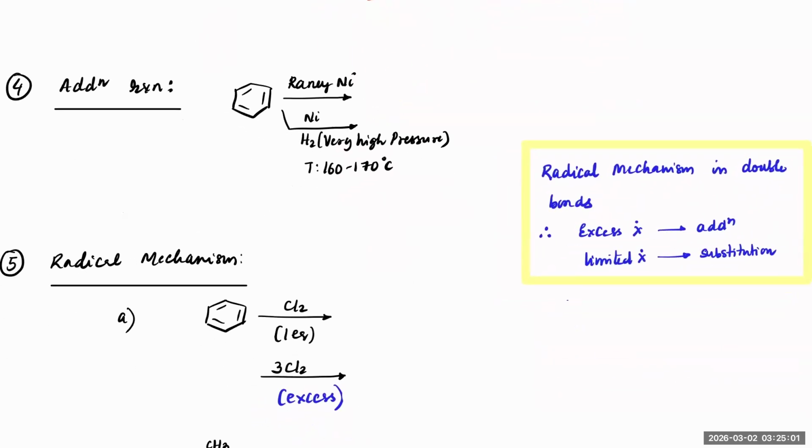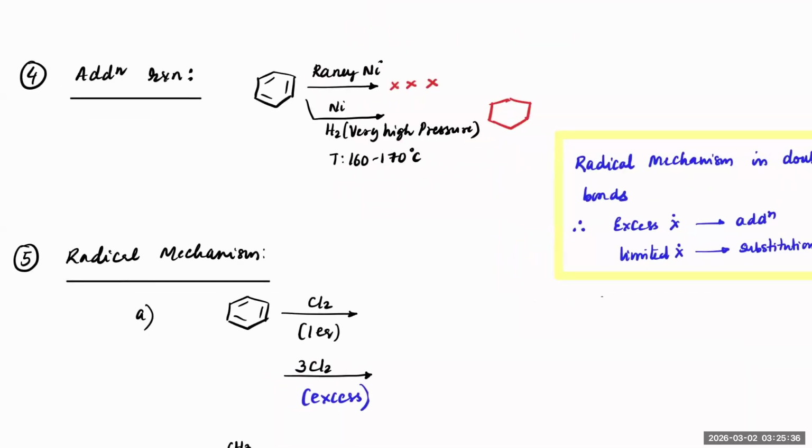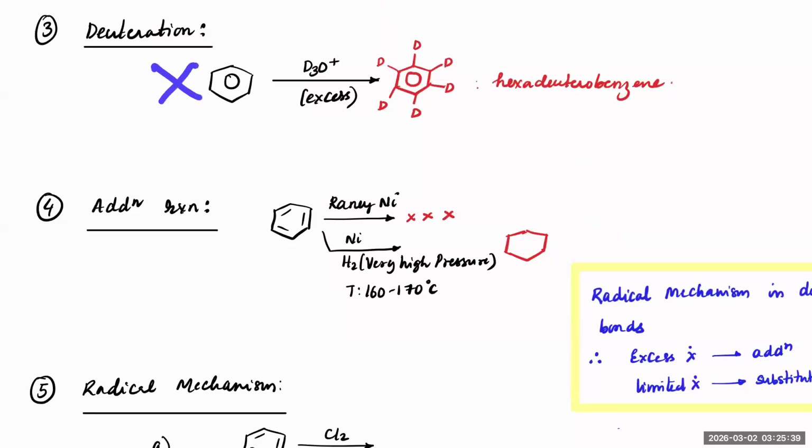Second, addition reactions. Benzene is very unlikely to react directly with H2 addition, so H2 addition does not happen that easily. But if you react it in the presence of high pressure and temperature, then reduction will take place, and you will get cyclohexane as the major product. These two do not need any mechanism steps. You just need to remember directly what would happen.